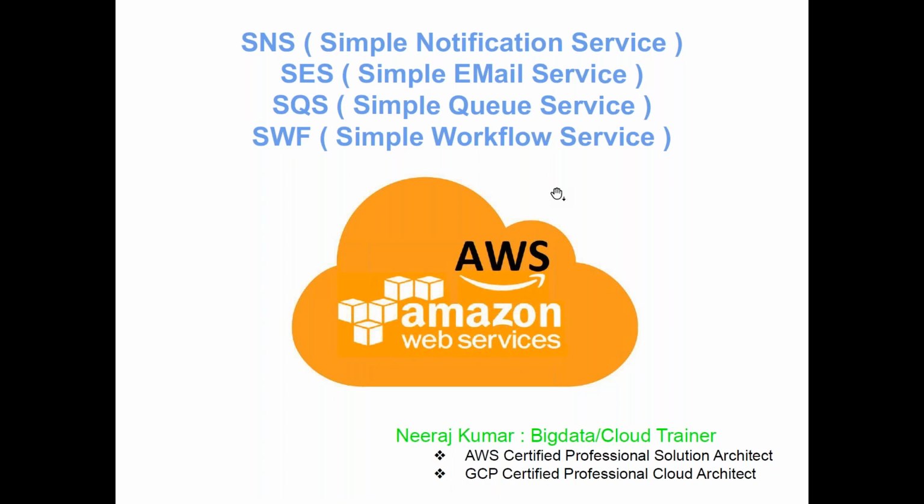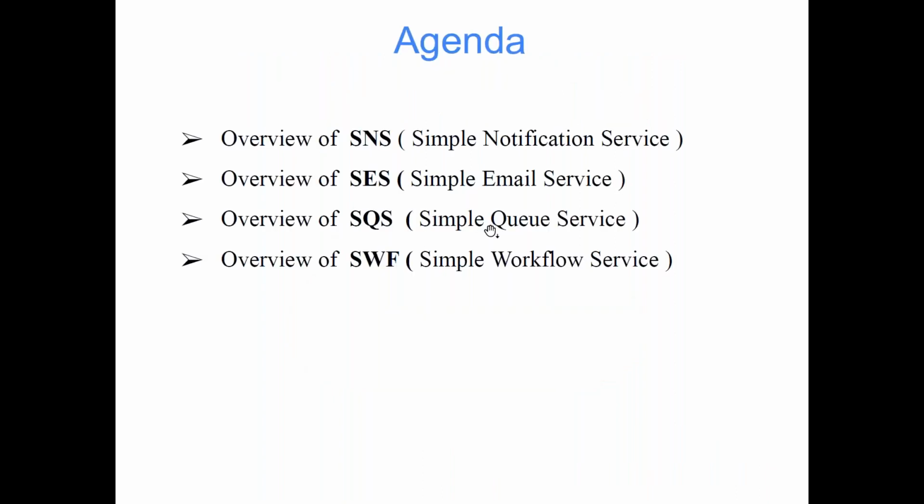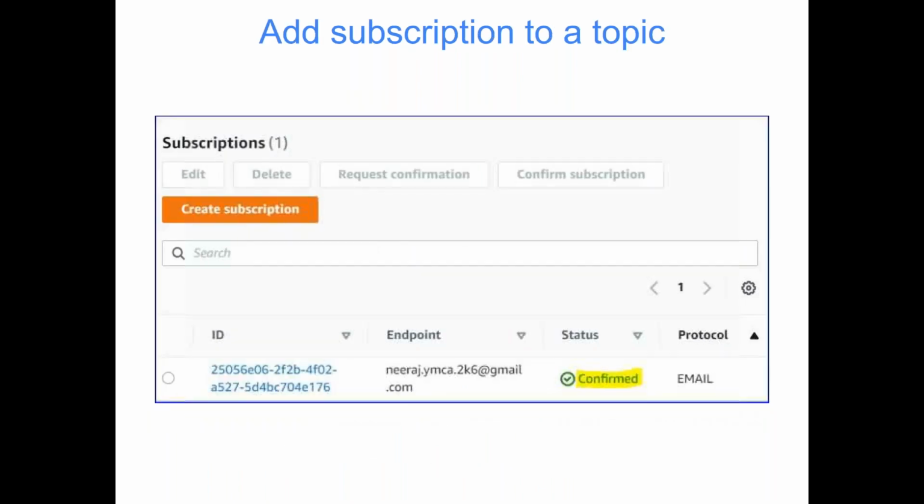So these two services we explored yesterday, and the remaining two topics, that is SQS, Simple Queue Service, and SWF, Simple Workflow Service, we will be exploring in today's class. Okay, so let's start with the agenda. The agenda is an overview of SQS and an overview of SWF. We'll explore theoretically, we'll try to understand the concept, and I will show you practically on my AWS account. So let's go to SQS.